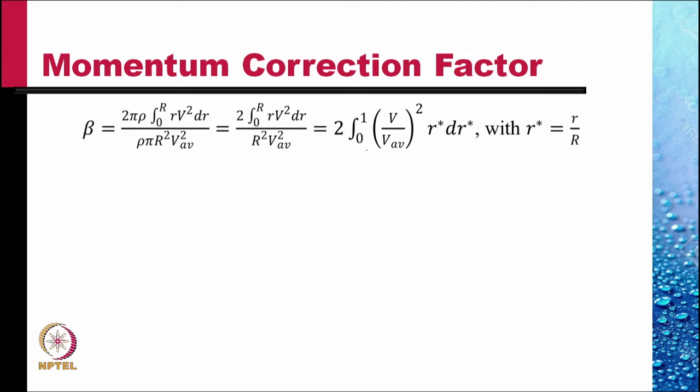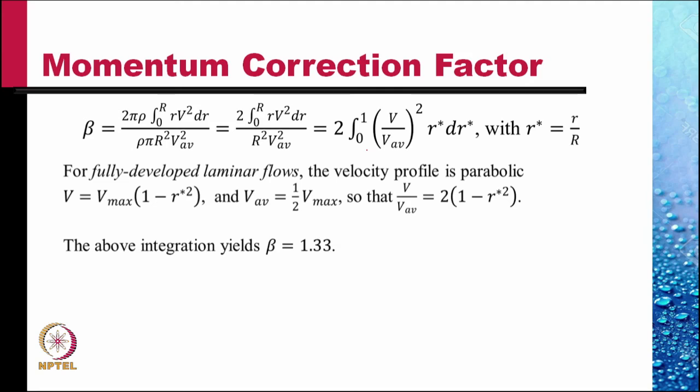Now, we evaluate this factor beta for laminar flow first. For laminar flow, the velocity profile is parabolic, that is V is equal to V max into 1 minus R star square. And the V average we have shown before is 1/2 V max. So that V over V average is twice into 1 minus R star square. The above integration yields beta is equal to 1.33.